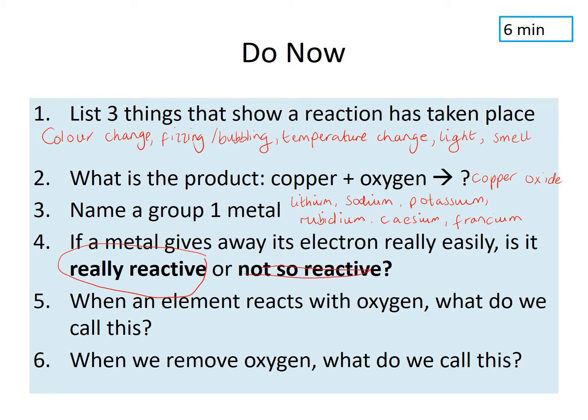If a metal gives away its electron really easily, that makes it really reactive. Question number 5. When an element reacts with oxygen, what do we call this? We call it an oxidation reaction. So remember, we're just adding oxygen, so it's an oxidation reaction.